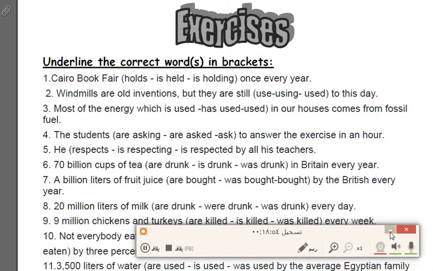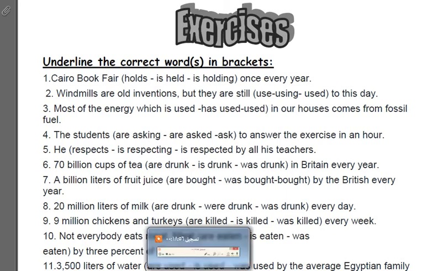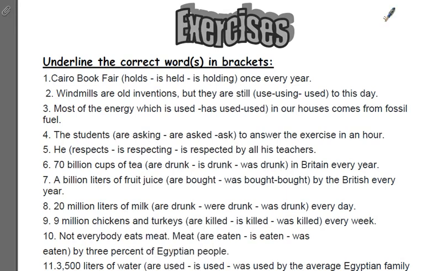Now let's answer some questions. Underline the correct word or words in brackets. Cairo Book Fair holds, is held, is holding once every year. So, Cairo Book Fair is held. Number two, windmills are old inventions, but they are still used to this day.